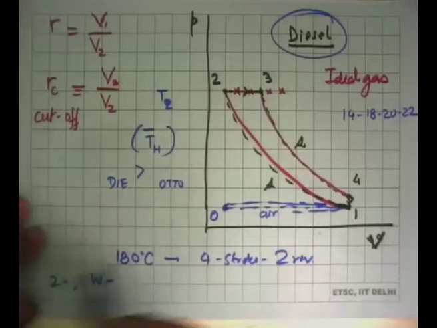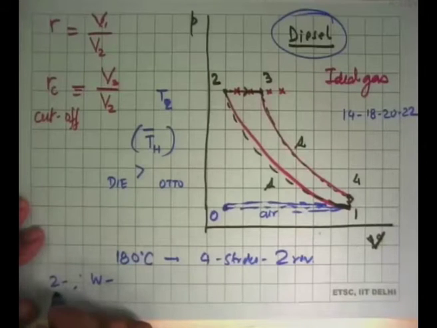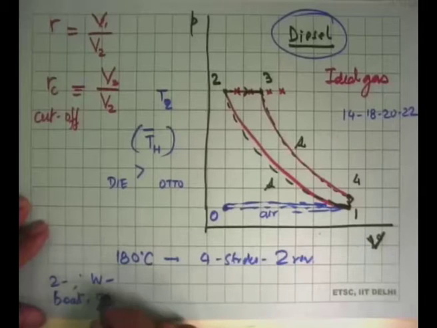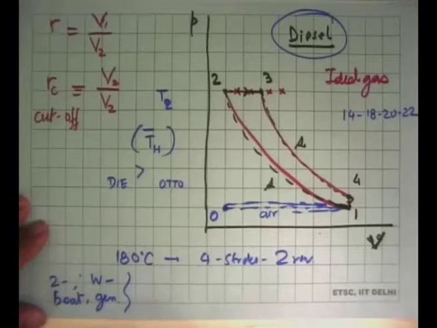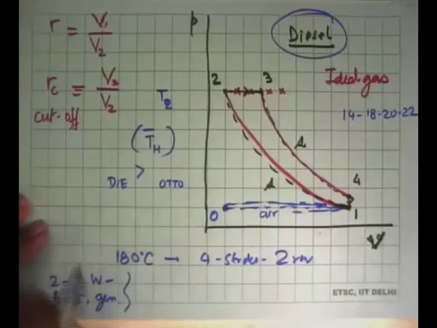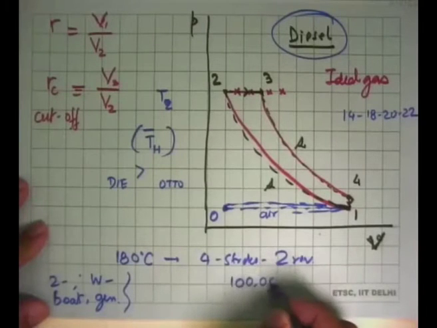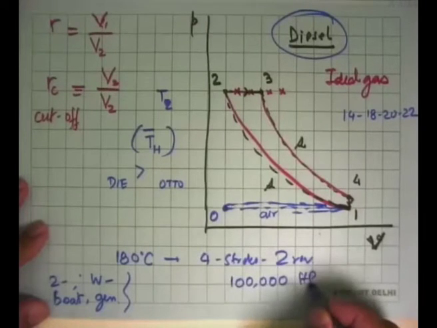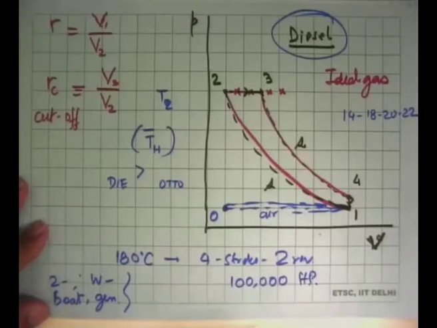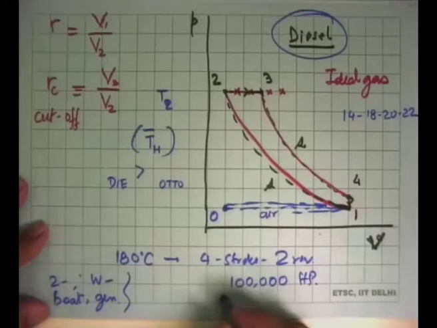Petrol engines are very largely used for 2- and 4-wheelers, and in some cases for boat engines and some generators. The capacities are relatively modest. 200, 300, 400 horsepower is about the upper limit. Diesels generally do not go to very small sizes, but on the upper side, the biggest diesel engines are like 1 lakh horsepower, and these are used largely in marine propulsion.